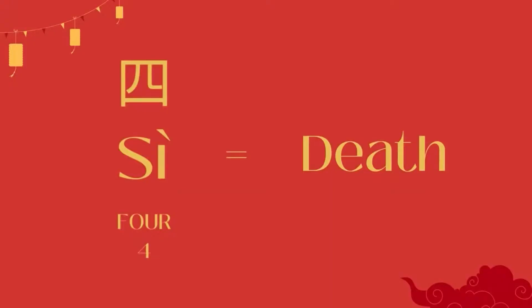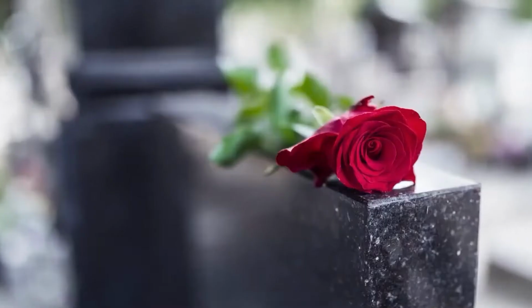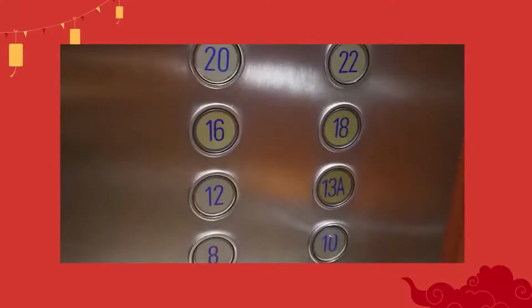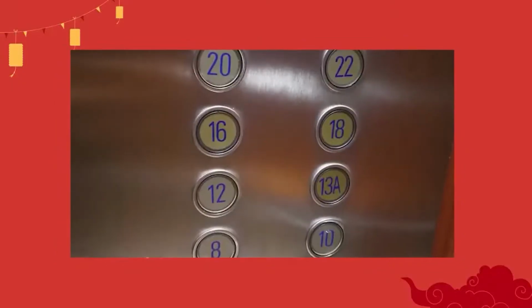And there is also an unluckiest number in China. It's 4. So why is 4 an unlucky number? Because 4 sounds like the character 死. 死 in China means die, so it's an unlucky number. So you will find that when you walk into an elevator in China, there is no number 4.